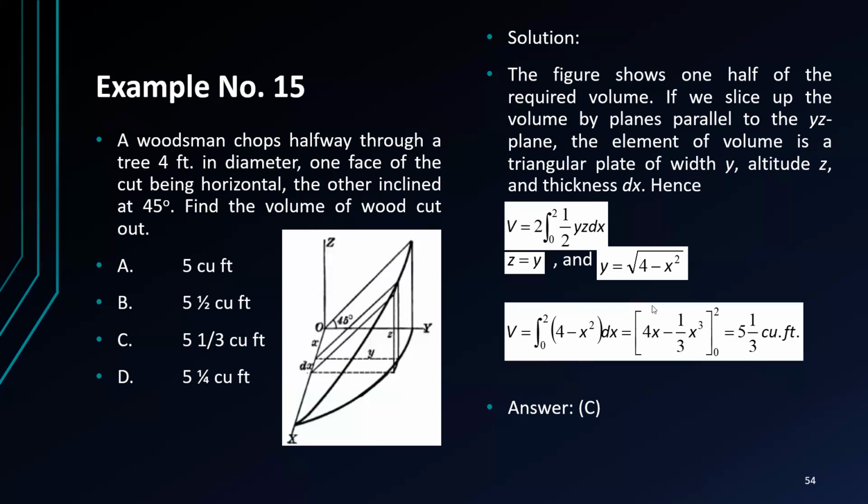So, this is now 4x minus 1/3 x cubed from 0 to 2. So, substitute 2: 4 times 2 minus 1/3 of 2 cubed. At 0 it gives 0. This is equal to 5 and 1/3 cubic feet. Okay? Because when you substitute 0, it is 0. Okay? There, 5 and 1/3.